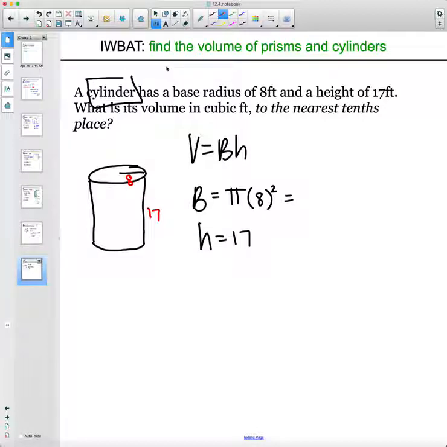So then let's figure out the area of the base. So 8 times 8 times 3.14 gives you 200.96 feet squared for the area of this base. And then we can do the volume is area of the base times the height. So we'd have 200.96 times 17.